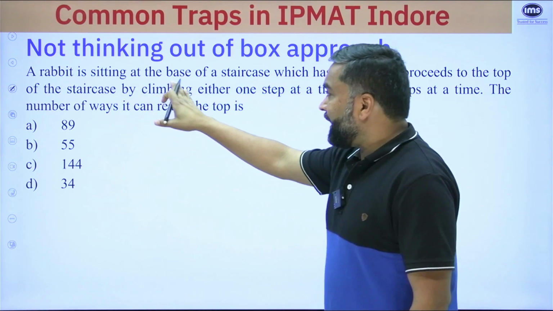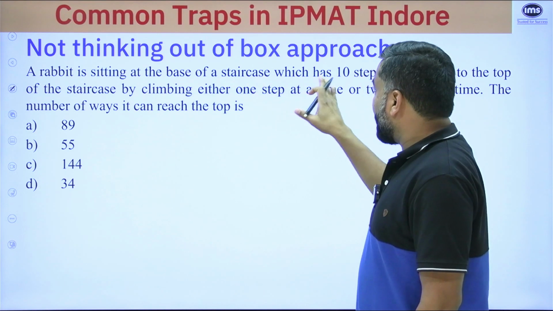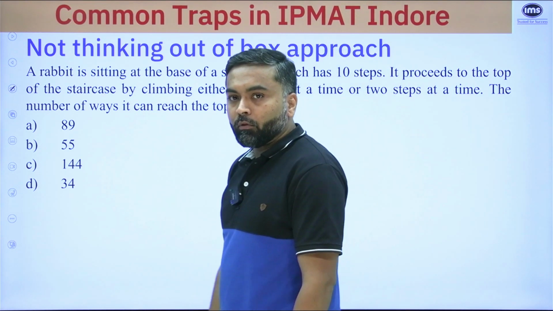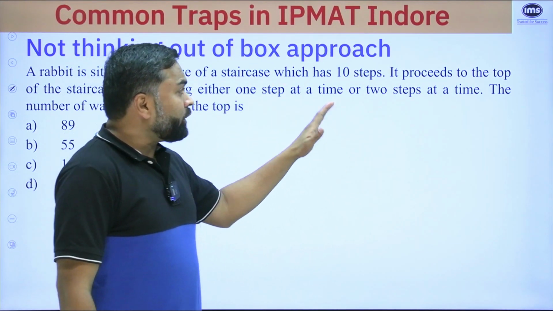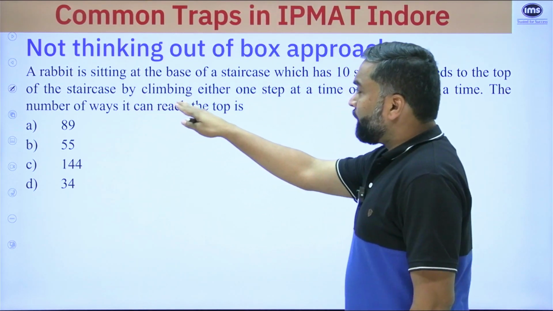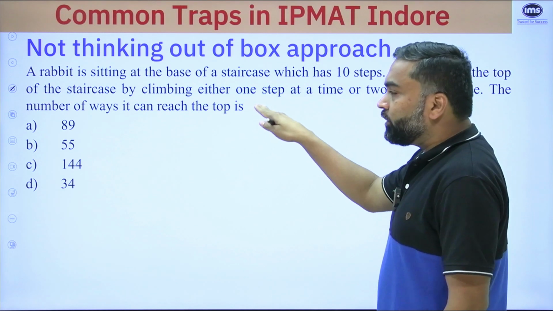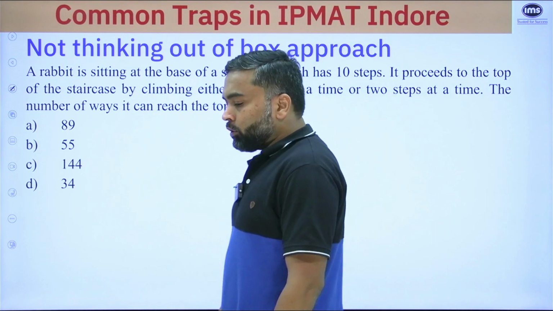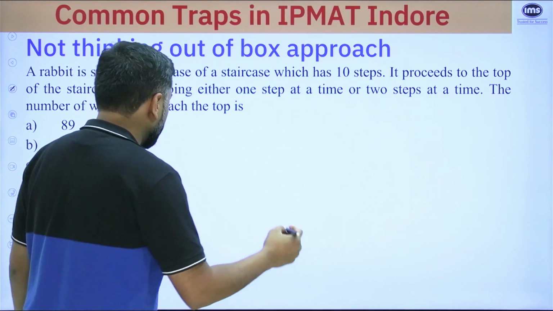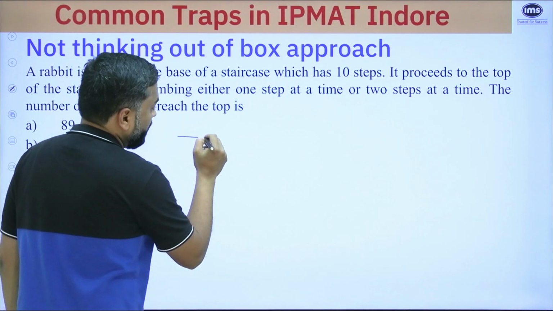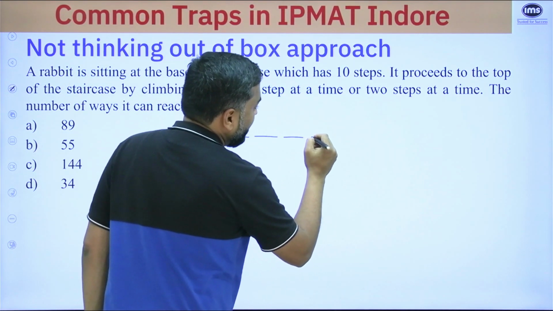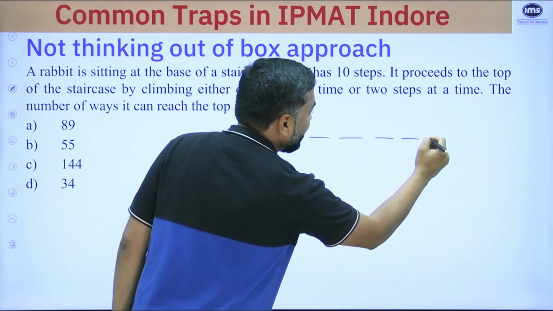A rabbit is sitting at the base of a staircase which has 10 steps. It proceeds to the top of the staircase by climbing either 1 step at a time or 2 steps at a time. The number of ways it can reach the top is. So there are 10 steps: 1, 2, 3, 4, 5, 6, 7, 8, 9 and 10.